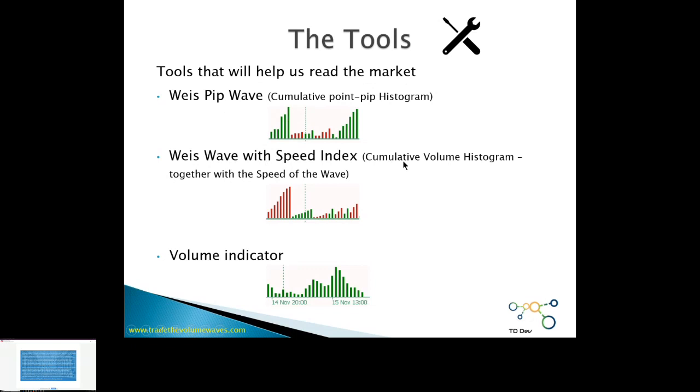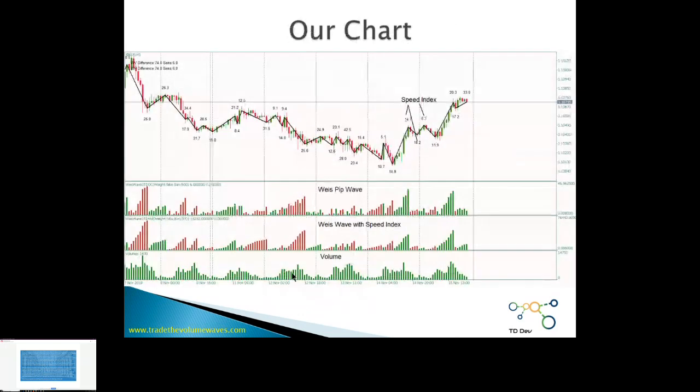Weis Wave with speed index, on the other hand, is not adding the price, it's adding the volumes for this up move. It's a cumulative volume. I have also incorporated the speed index. We will analyze it on the next webinar, but basically it measures the speed of the wave. It's a number and it means nothing by itself. It has to be compared with previous speed index numbers and the regular volume indicator that everybody knows from MT5.